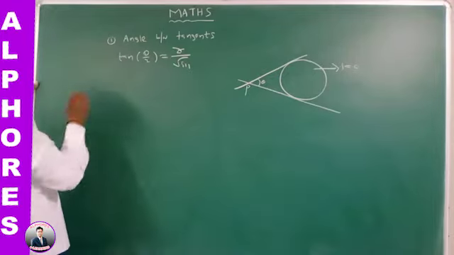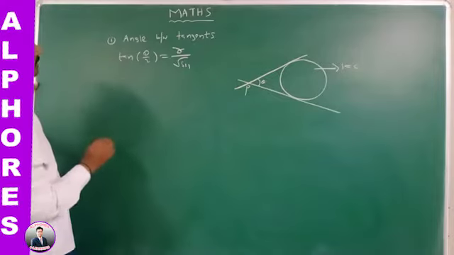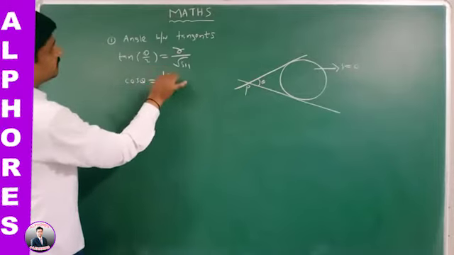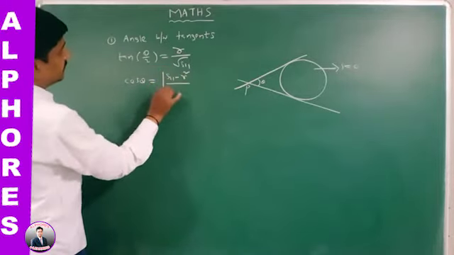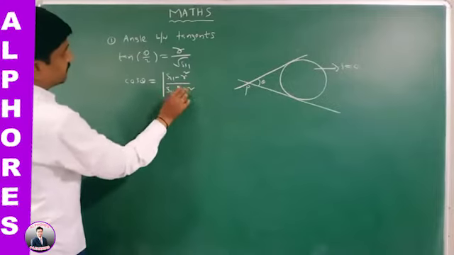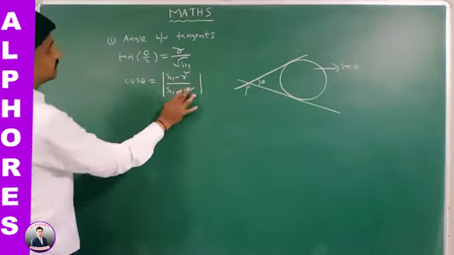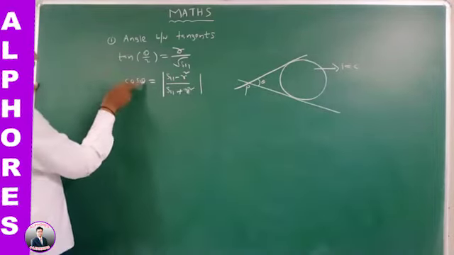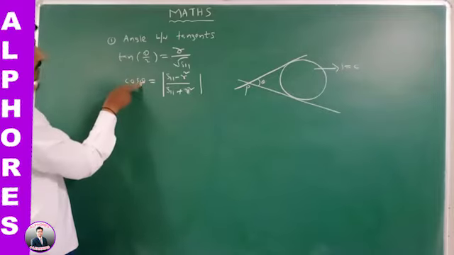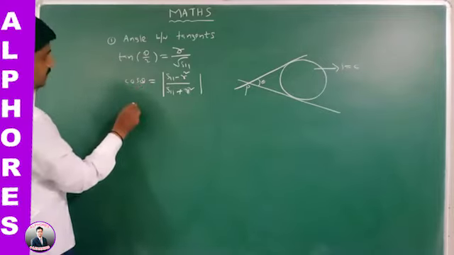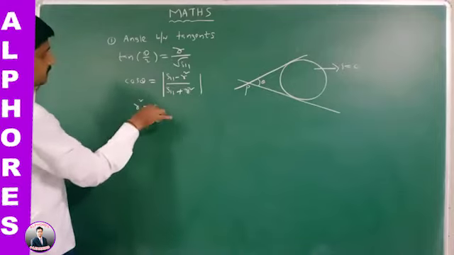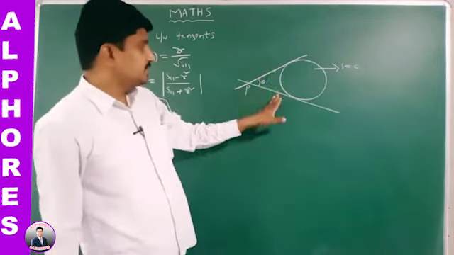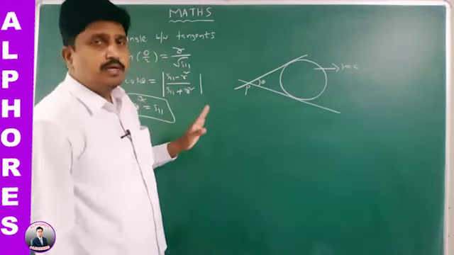Okay, now next, another formula for the angle between the tangents: cos theta equal to modulus of s11 minus r square by s11 plus r square. Next, if the tangents are perpendicular, then theta equal to 90 degrees. Therefore, we have the condition r square equal to s11.